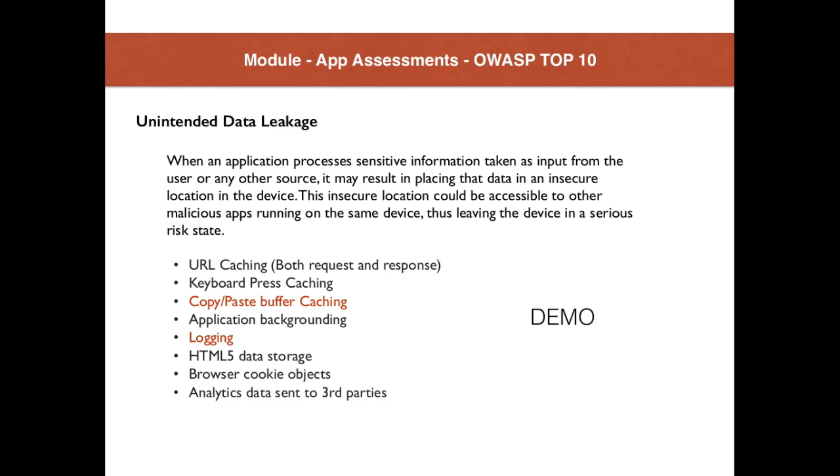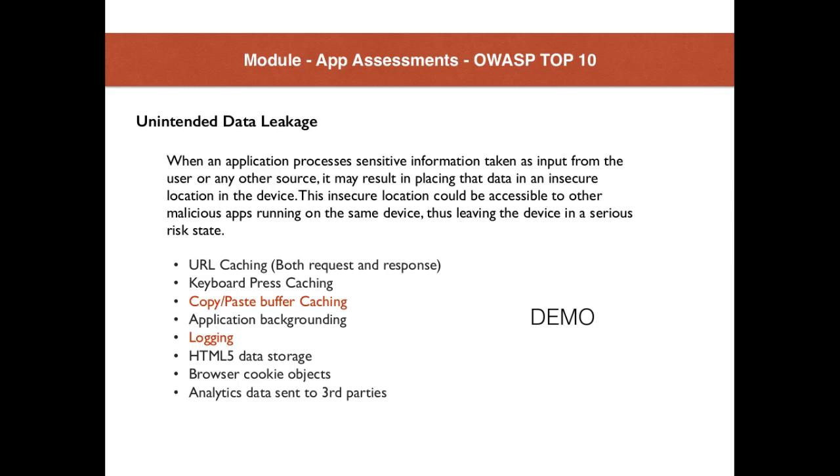So basically when an application processes sensitive information taken as input from the user or any other source, it may result in placing that data in an insecure location on the device. And that insecure location could be accessible to other malicious apps running on the same device, and thus leaving the device in a serious risk state. So what does all that mean?